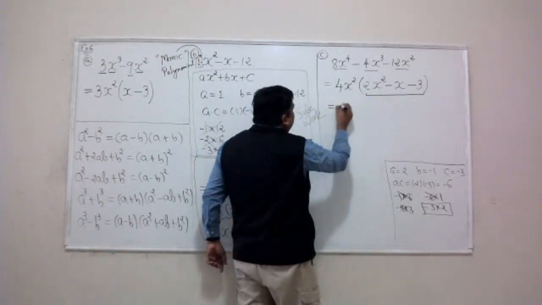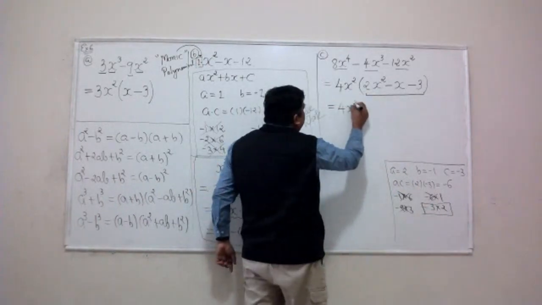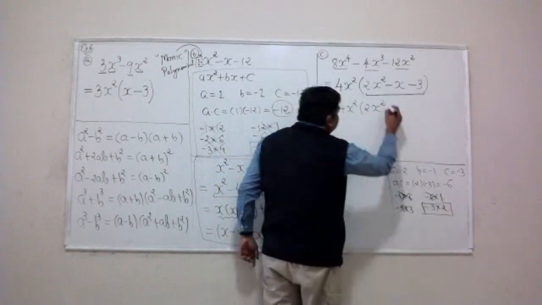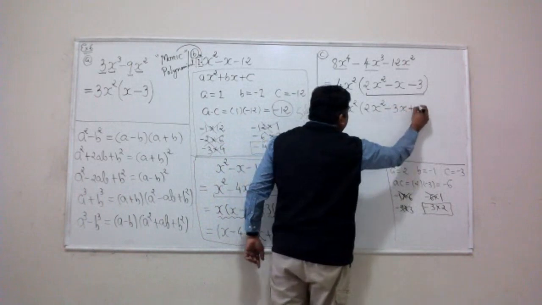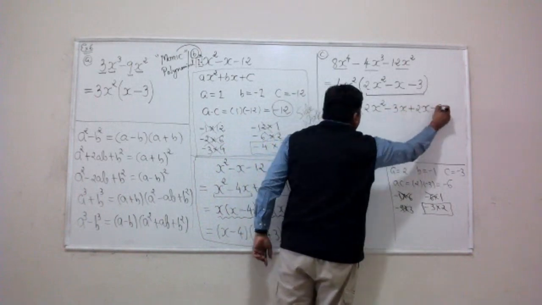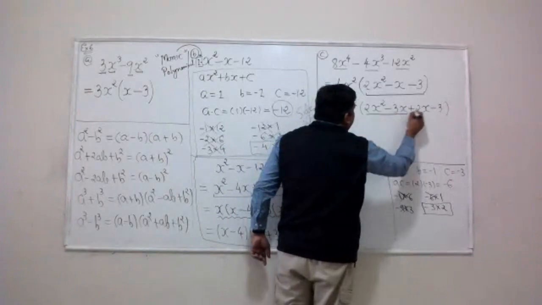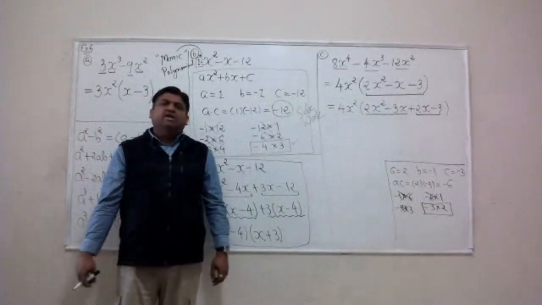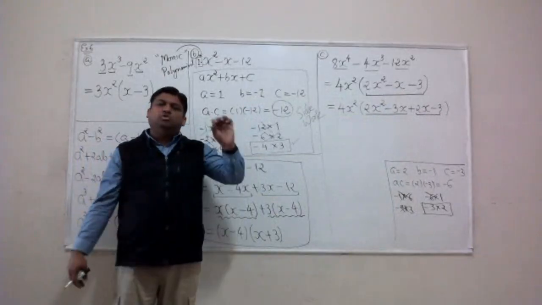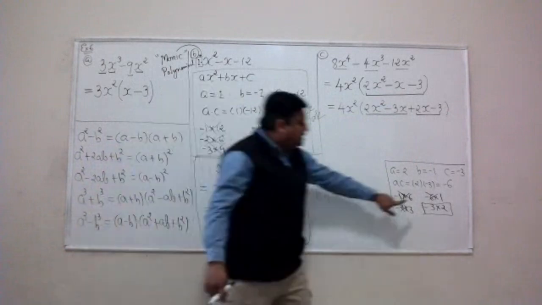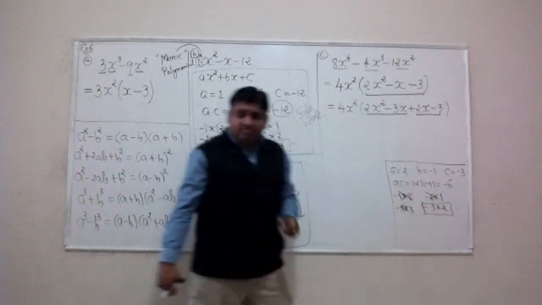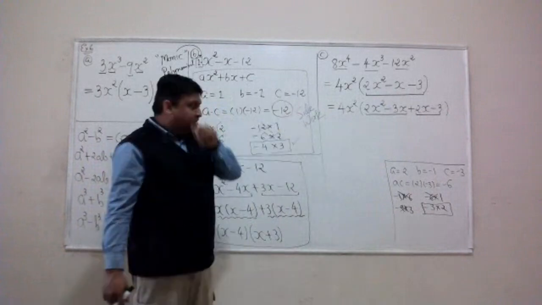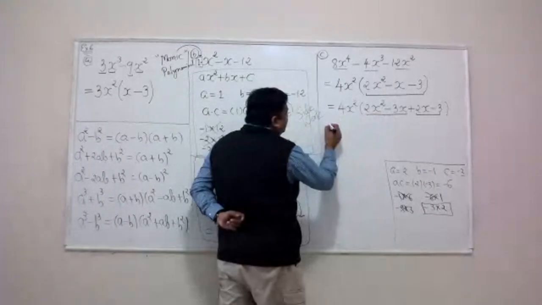Let's break that middle term into 2 pieces. 2x squared minus 3x plus 2x, minus 3. So I converted 3 terms into 4 terms by rewriting the middle term as a sum of 2 like terms based on the factors of AC. All right. Okay, so I group the first 2 and last 2 terms. Time to take the common factor out.